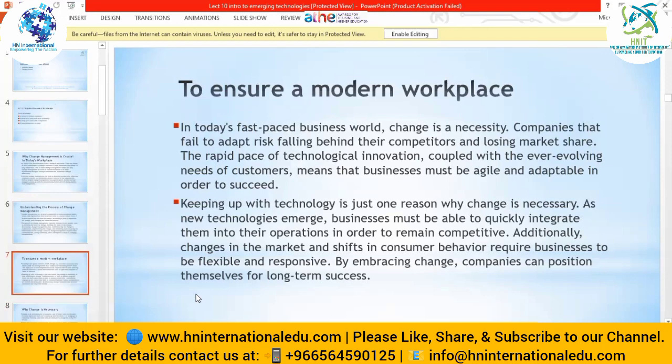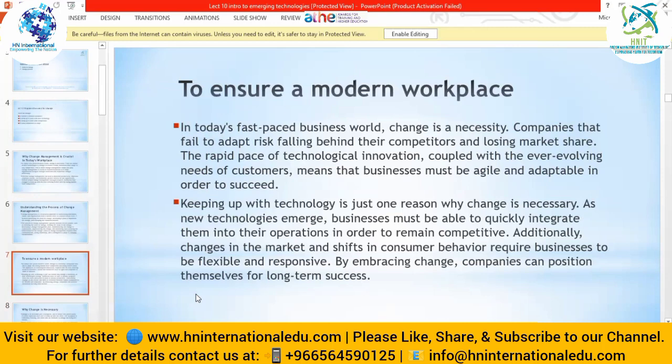In today's fast paced business world, change is a necessity. Companies that fail to adapt risk falling behind their competitors and losing market share. The rapid pace of technological innovation, coupled with the ever evolving needs of customers, means that businesses must be agile and adaptable in order to succeed.